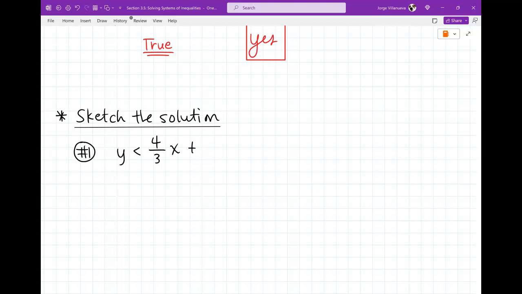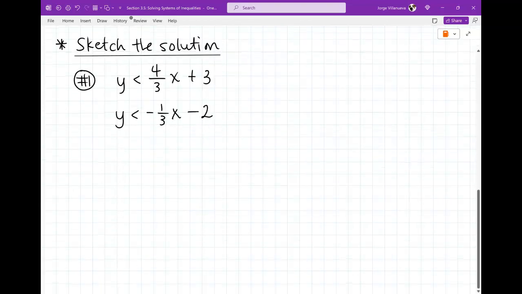So y is less than 4/3 x plus 3, and y is less than negative 1/3 x minus 2. Now this would be considered one of the easier problems. Why would you think I'd say this is easier? Both fractions have the same denominator. Well, they do have the same denominator, but that's not what I would call easier, though. Not that that's a bad thing.